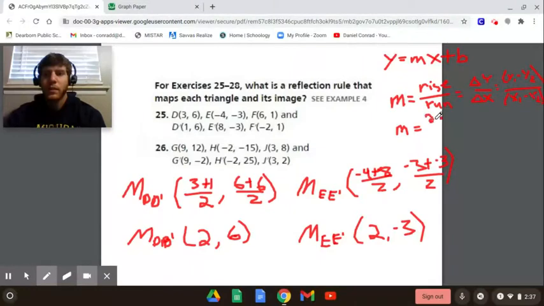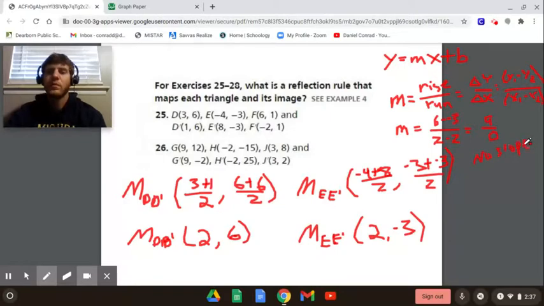So we have 2 minus 2, right, over, I'm sorry, definitely don't know what I'm doing here, right? Okay, so we have 6 minus -3 over 2 minus 2, okay, which is going to give us 9 over 0, okay, which means we have no slope.